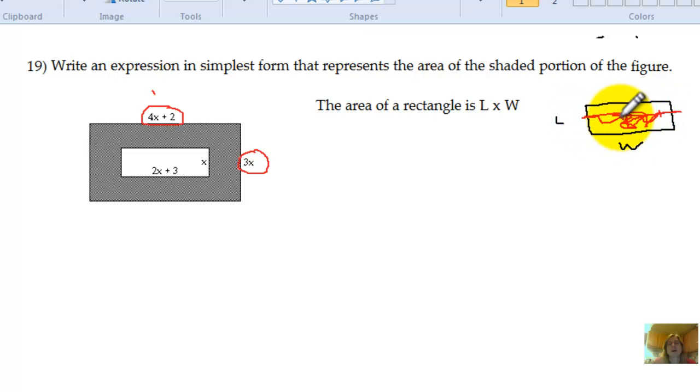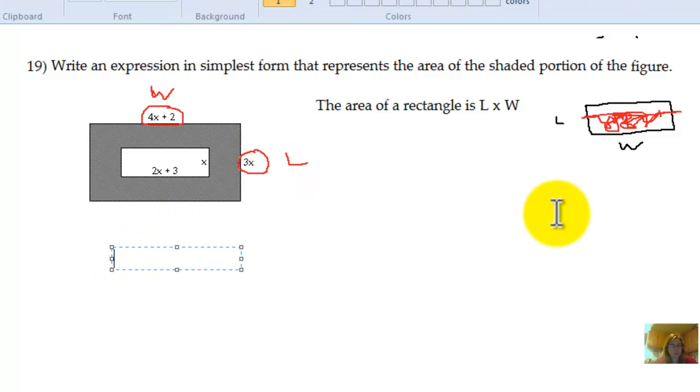This is terrible coloring in. All this middle portion then would be length times width. So the width is 4x plus 2 and the length is 3x. So we'll do that first: x plus 2 times 3x.